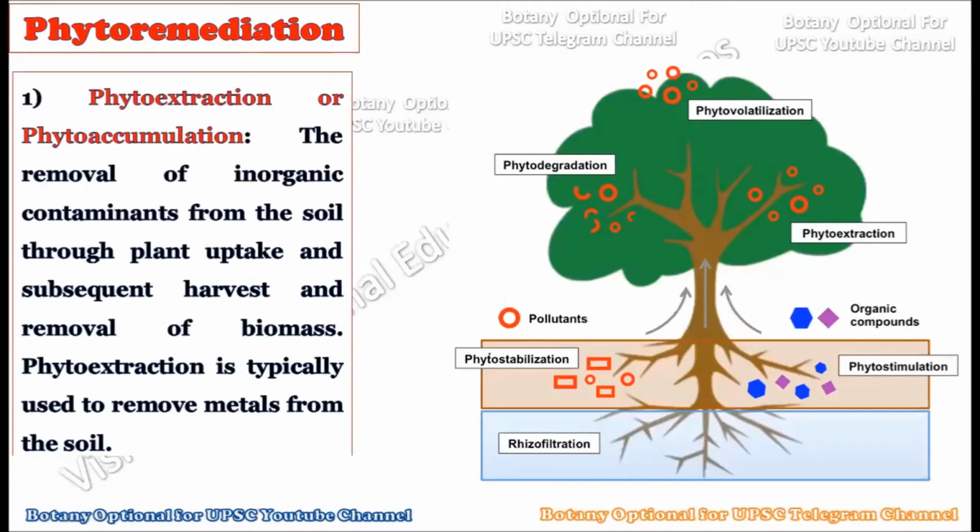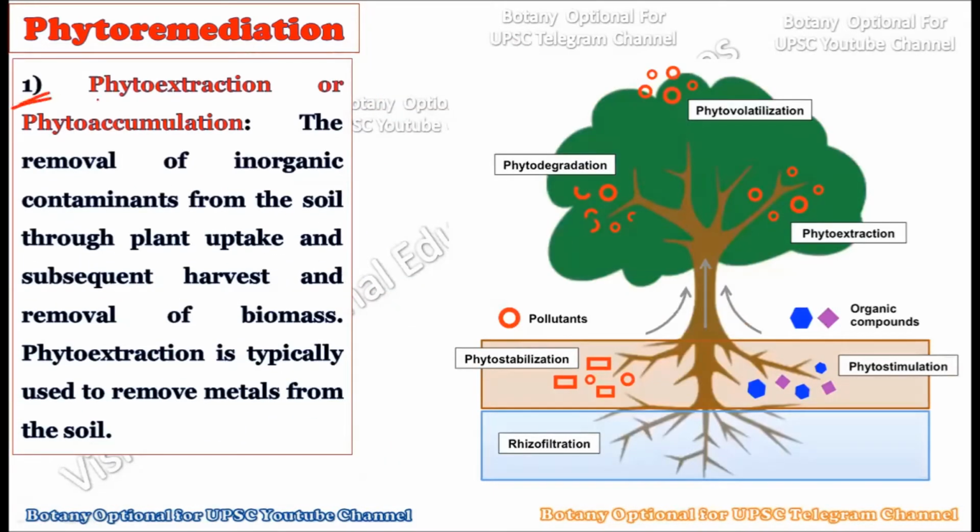Now consider, see, the very first method is phytoextraction or phytoaccumulation, okay. So as we have already discussed, phytoremediation can be divided into many sub methods. So one of them is phytoextraction or phytoaccumulation. Now let us see what we do in that. See, the removal of inorganic contaminants from the soil through plant uptake and the subsequent harvest and removal of biomass is called phytoextraction or phytoaccumulation.